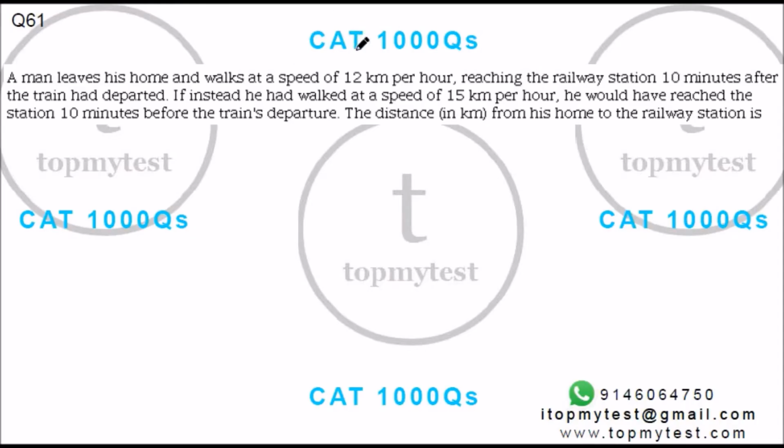Okay. This is a question which came in CAT 2017. Let's see what the question says. A man leaves his home and walks at a speed of 12 kilometers per hour, reaching the railway station 10 minutes after the train had departed. If instead he had walked at a speed of 15 kilometers per hour, he would have reached the station 10 minutes before the train had departed. The distance in kilometers from his home to the railway station is how much?